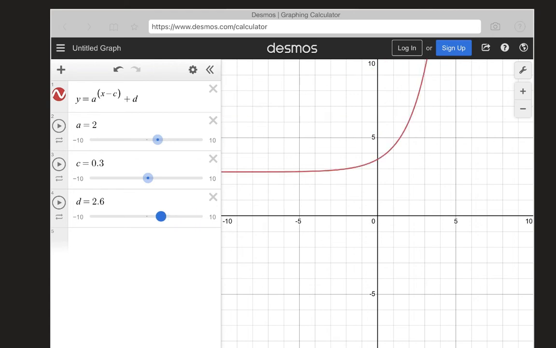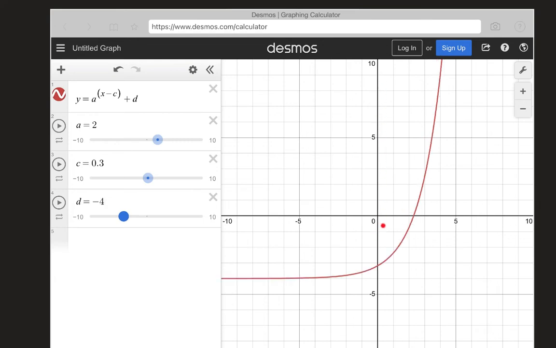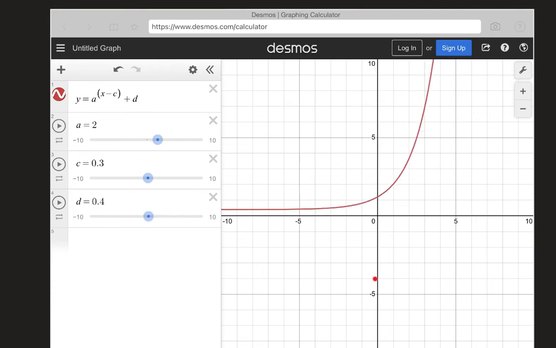Now the d moves it vertically, moves it up and down the axis. So up, down, and changes the horizontal asymptote. So horizontal asymptote in there.